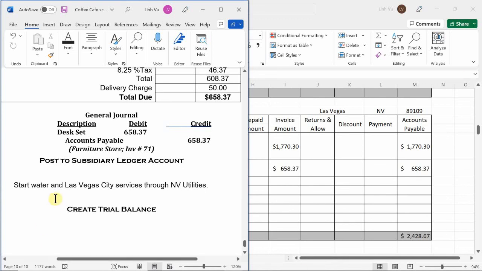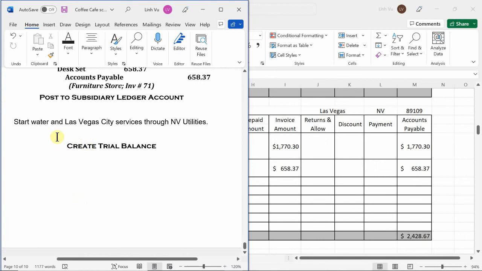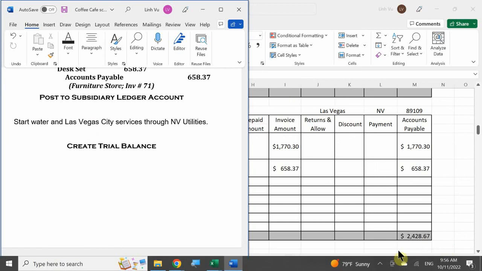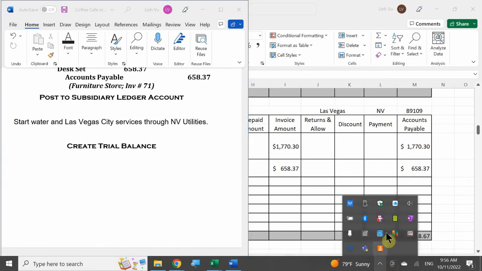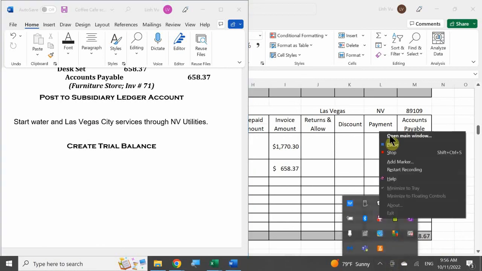And then we have the last thing, which is going to be completing our trial balance. So what I'm going to do here is stop here because we're going to take our break now. And then when we come back, we'll complete the trial balance, okay?